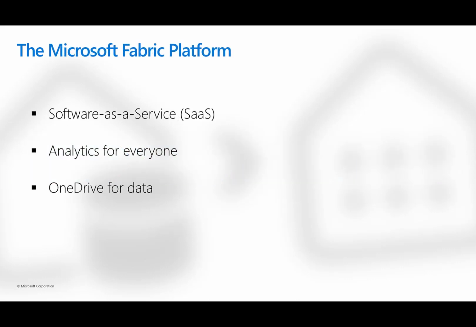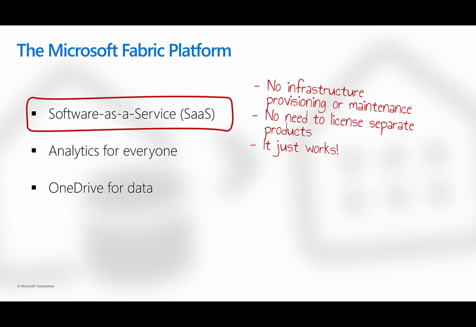When you talk about the Microsoft Fabric platform, you will hear software as a service quite frequently. The reason for using software as a service is because there is no infrastructure provisioning or maintenance involved, which essentially means that you don't have to manage any infrastructure for your analytics solution, and because you are not using any infrastructure, you don't need to have any separate licenses. The last reason for calling Microsoft Fabric a software as a service is because it just works once you create it. You do not have to do anything additional for it. Just a few clicks on the portal, Microsoft Fabric gets created, and that's it.